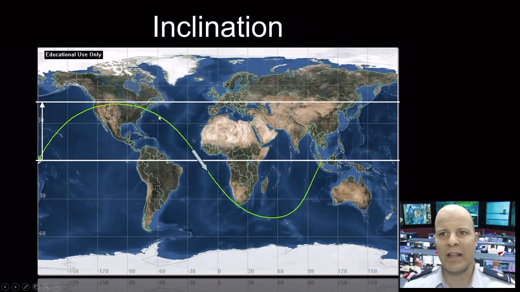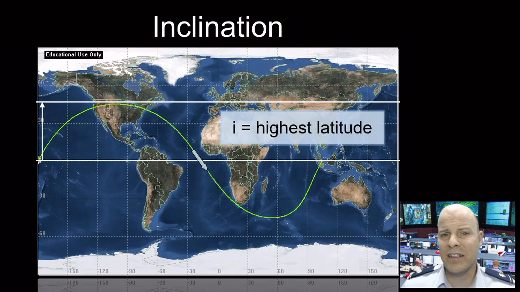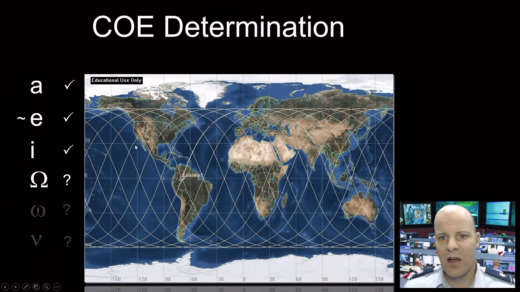So inclination is related to our highest latitude. And again, this is assuming that we're in a prograde orbit. Prograde orbits are moving from left to right as the Earth is spinning, so in the same direction of the Earth's rotation.